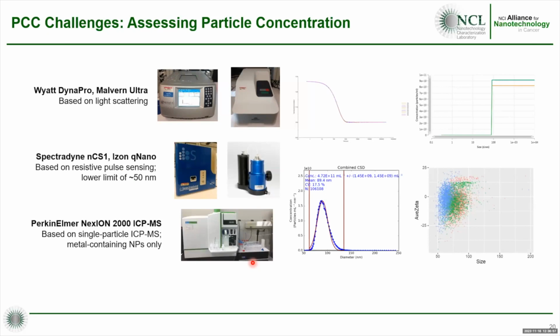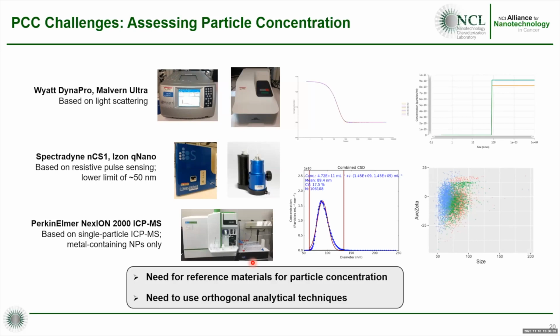So we have many different ways to look at particle concentration. And I think this is important, again, to highlight the use of orthogonal methods. In this case, there are no reference materials for particle concentration as of yet. So it's important, if you can, to use several of these to measure particle concentration and compare and contrast. Typically, in our lab, we'll use at least two of these when assessing particle concentration.